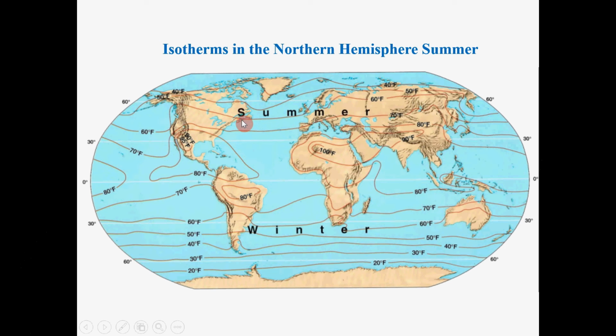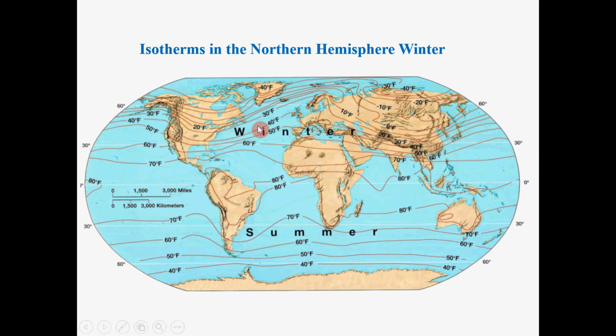Therefore, when you look at this particular isotherm, the 60-degree isotherm, at the same latitude on land, at this location, the temperature here is higher than the temperature on the same degree of latitude on ocean. So at the same latitude, the temperature on land is higher than that on ocean. So that is what we talk about as differential temperature between the land and the ocean in the summer.